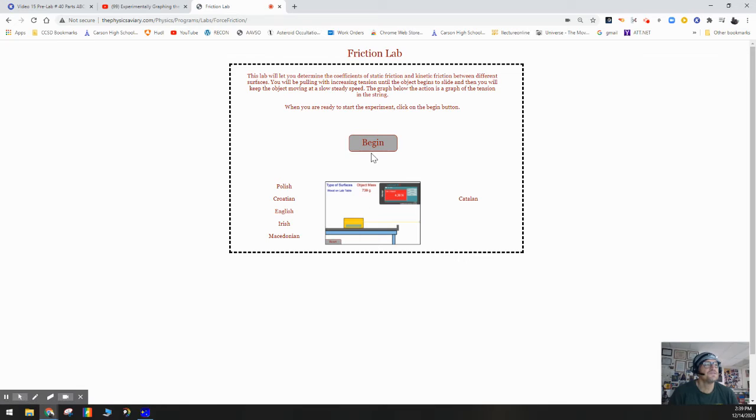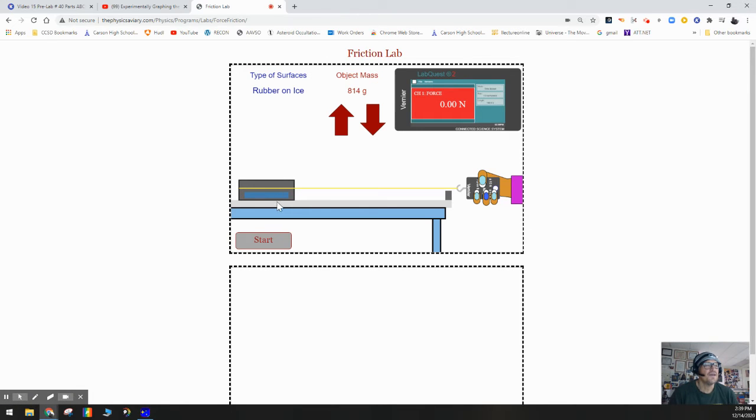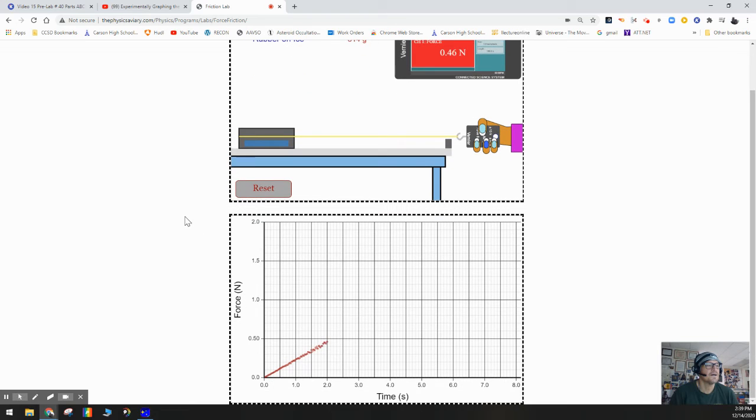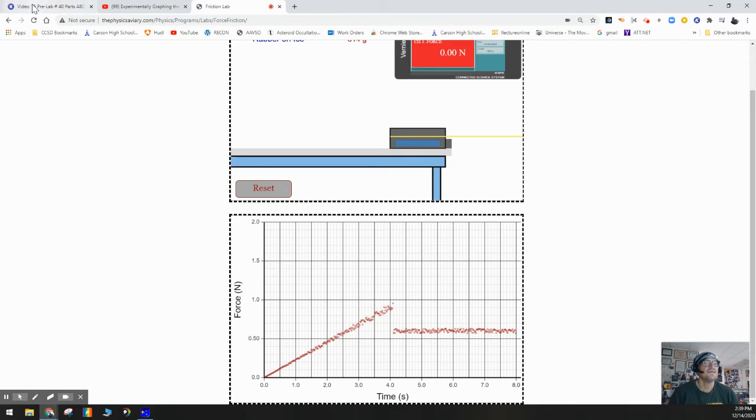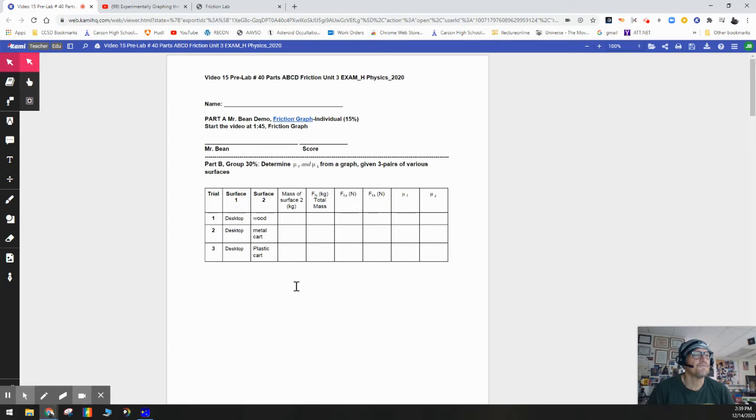So what you're going to do for real is this will be the desktop. You're going to change to various surfaces. And you'll want to make this graph here. It looks like this. Good. Begins to move. Okay. Good. So this here is the maximum static friction, and the average value here is the kinetic friction. So you'll want to do that for a couple surfaces here. You want to do it for surface one and surface two.